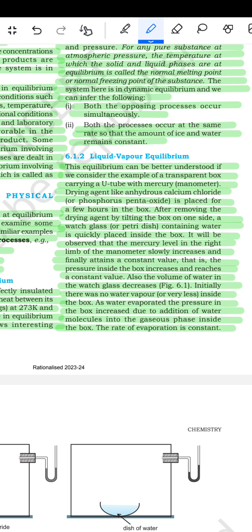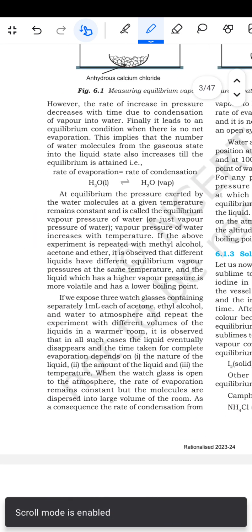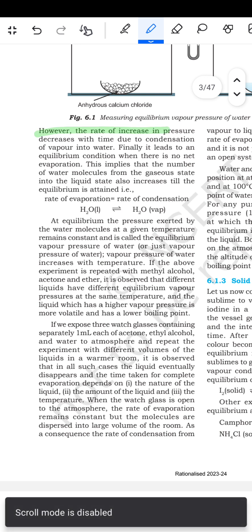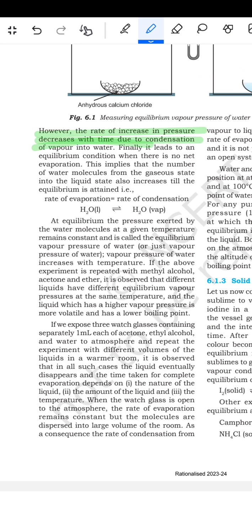The rate of evaporation is constant. However, the rate of increase in the pressure decreases with time due to the condensation of the vapor into water. Finally, it leads to an equilibrium condition when there is no net evaporation. This implies that the number of water molecules going from the gaseous state into the liquid state also increases till equilibrium is attained. That means the rate of evaporation is equal to the rate of condensation.